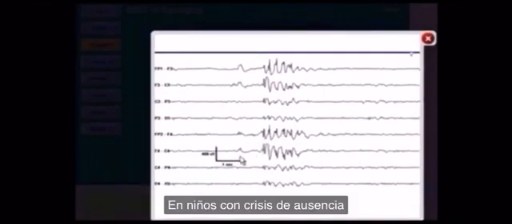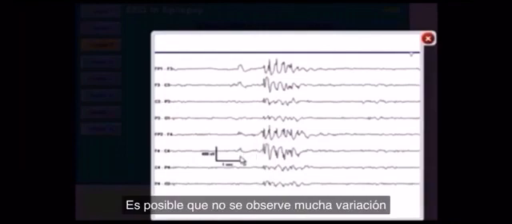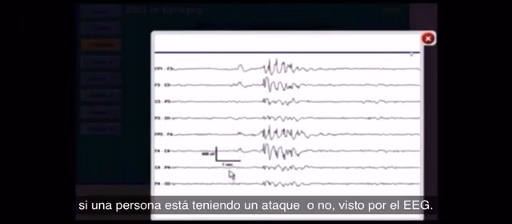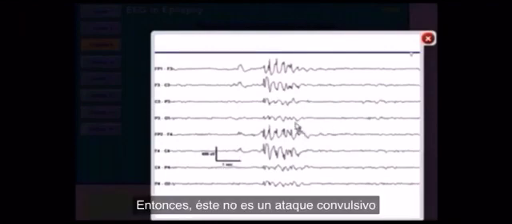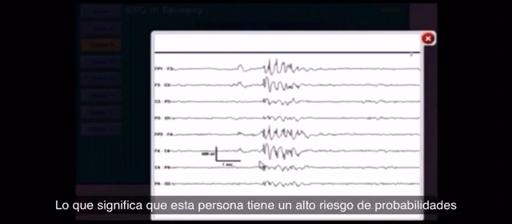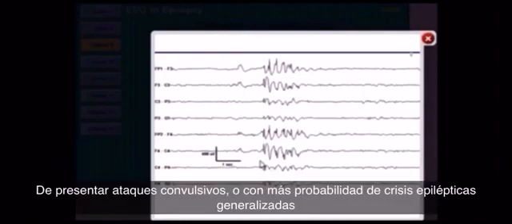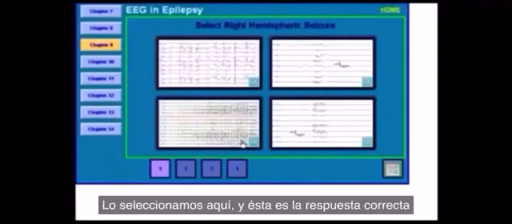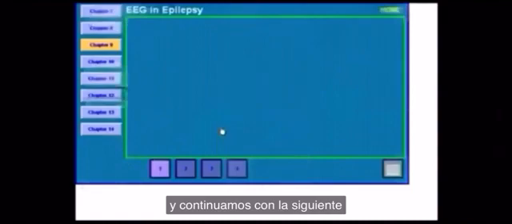In children with absence seizures, you may not see a whole lot of variation. So it is the duration of spike and wave sometimes that basically determines whether this person has an electrographic seizure or not. So this is not a seizure, but this is epileptiform discharge, meaning that this person is at a high risk for seizures, most likely generalized epilepsy. So the answer, select right hemispheric seizure. So what I'll mark here is here, and this is the right answer, and we'll move on to the next slide.